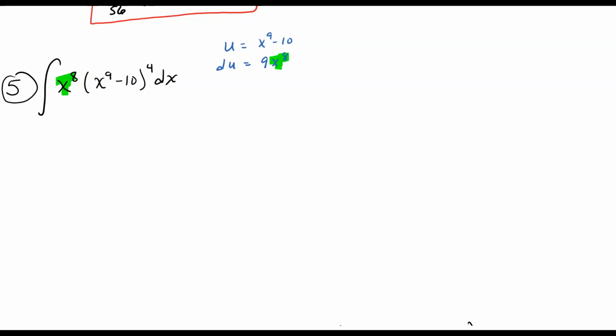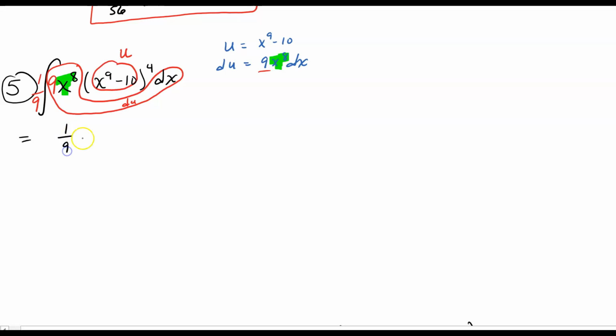I'm going to write the 9. All right, there's my 9. That's what I'm missing. By consequence, I need to write 1 over 9 on the outside. Now I'm ready to go. So my 9x to the 8th dx, and I need to write dx over here, as a matter of fact. There it is. My 9x to the 8th dx, that's my du, and this x to the 9th minus 10 is my u. And now I am ready to integrate. I've got 1 over 9 multiplied by the integral of u to the 4th power du.